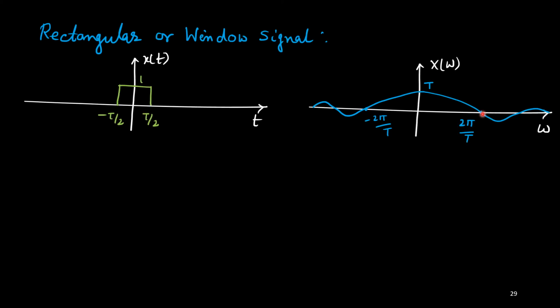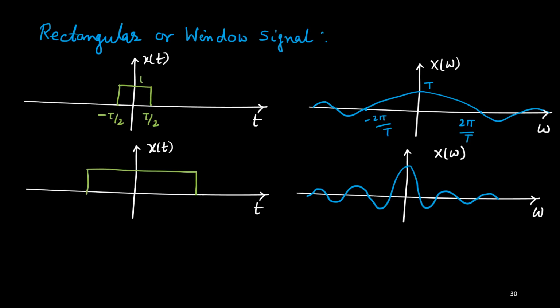Okay, this is the first zero crossing point. The next point is 4 pi upon capital T, like that. Now you see, if capital T is small, this width is small, then this point is very large, far away from this point, right? And if T is large, then this point will come closer to the origin. I'll show you this one.